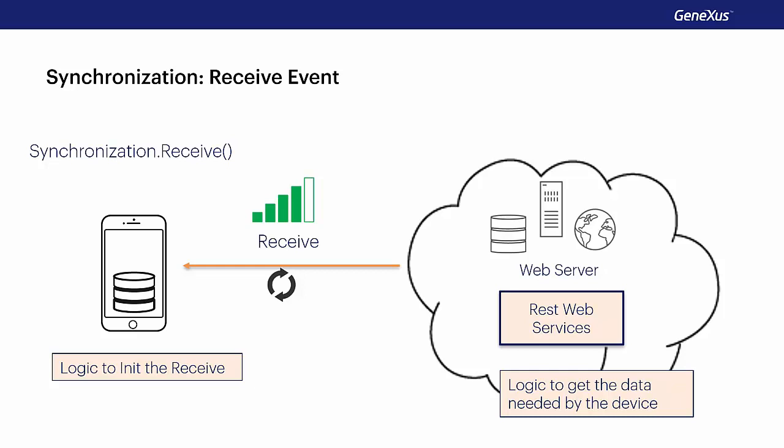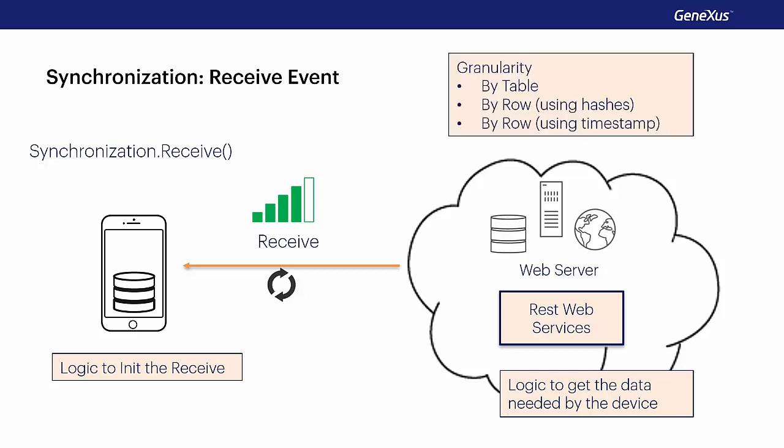In addition, synchronization can be done in two ways, by table or by row. When this granularity is set by table, all the tables changed since the last synchronization are sent to the device. When it's set by row, only those records changed in each table since the last synchronization are sent to the device. There are two mechanisms, one that uses hashes and another that uses timestamps. Next, we'll look at each of these mechanisms and their differences.